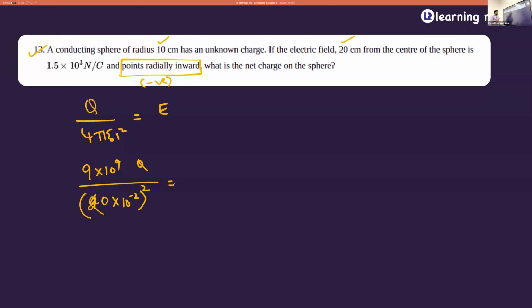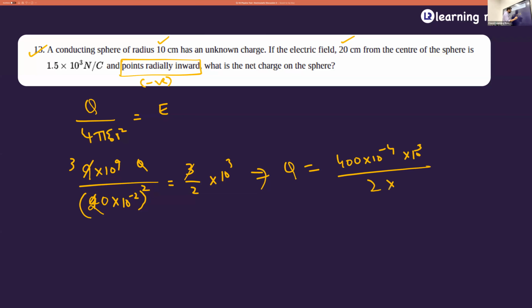what is the value of electric field? 1.5, 3 by 2 into 10 power 3. So this will cancel this 3 times. So 20 square is going to be 400, 400 into 10 power minus 4. Am I clear with this, guys? So capital Q will be equal to 400 into 10 power minus 4 into 10 power 3 divided by 2 into 3 into 10 power 9. Is it clear? So this and this will get cancelled. It will be 200.